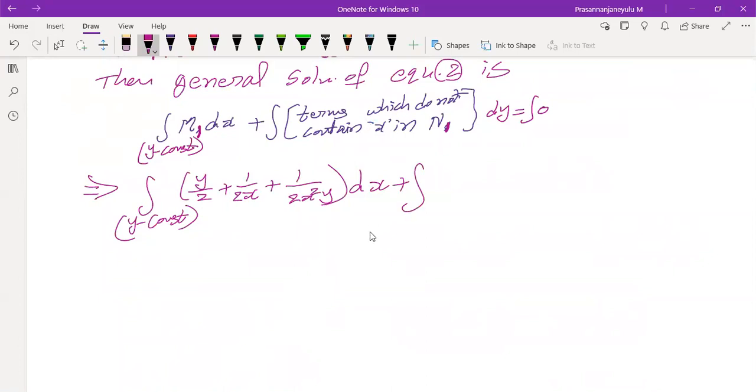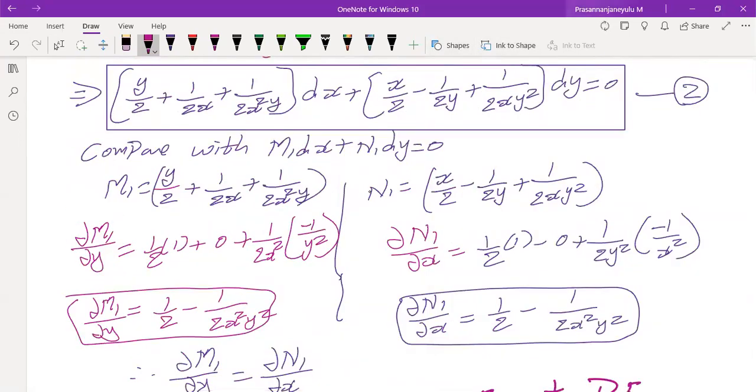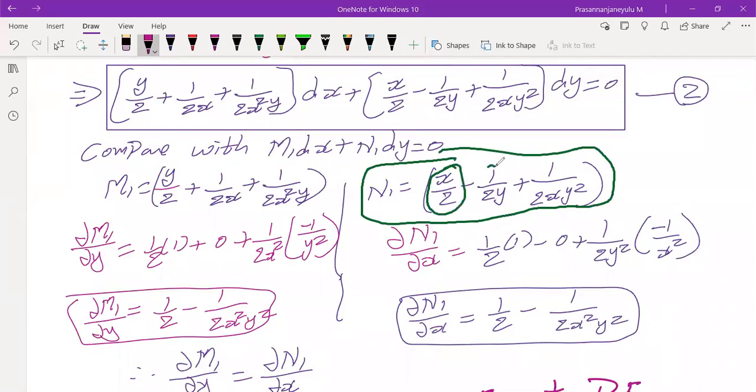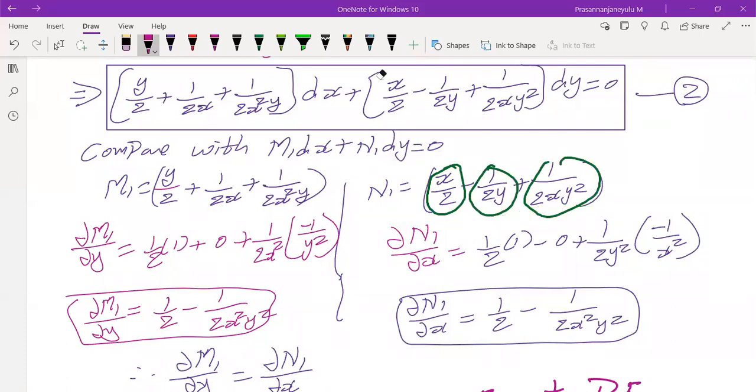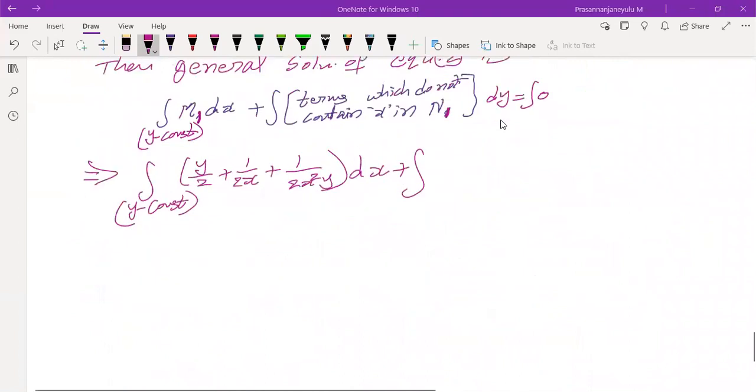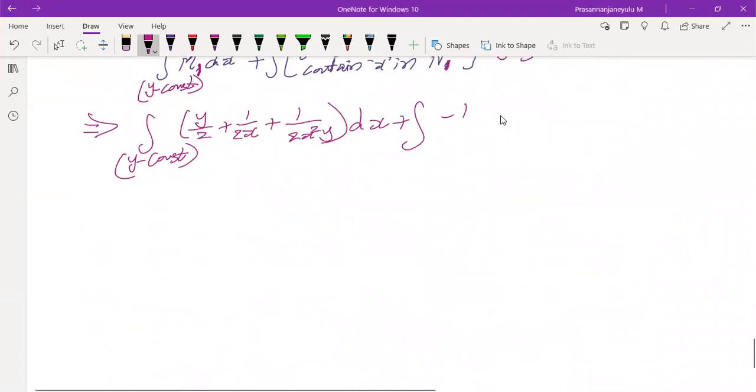Plus integration of N1. This is our N1 function. In this N1 function, how many terms are there? Three terms: 1, 2, 3. Which term contains the x variable? That term we should not take. The third term contains x, so we should not take it. We have to take only the second term. What is the second term? Minus 1/2y. So taking that, minus 1/2y into dy, is equal to integration of 0.